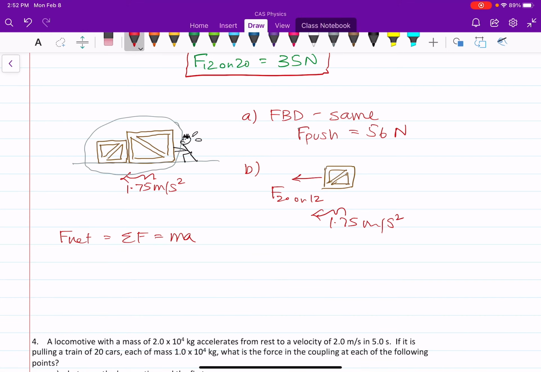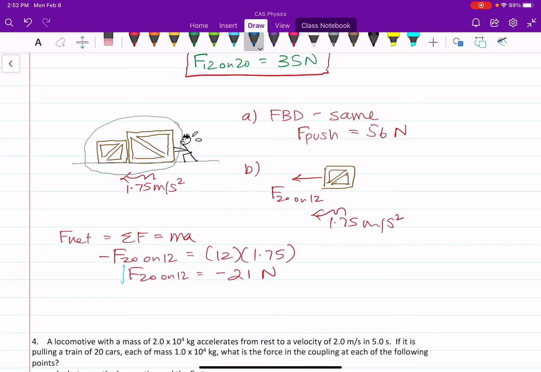And so when I do the sum of the forces, I'm only going to have the force of 20 on 12, and I can make that negative. So you can say negative, because it's to the left, equals the mass, which is 12, times A, which is 1.75. So then this force of 20 on 12 is equal to negative 21 newtons. So it's different. It's smaller. Does that make sense to you?